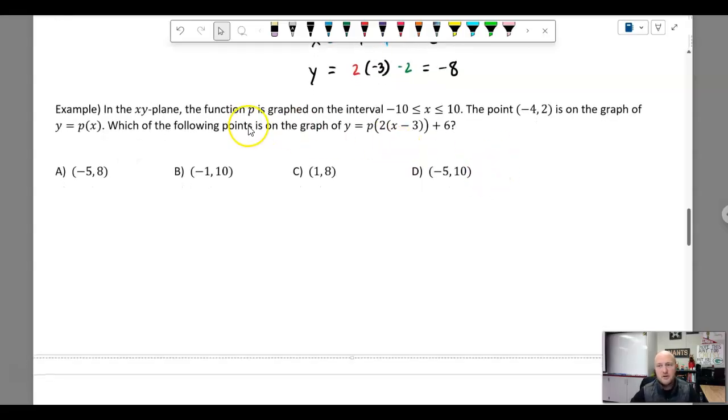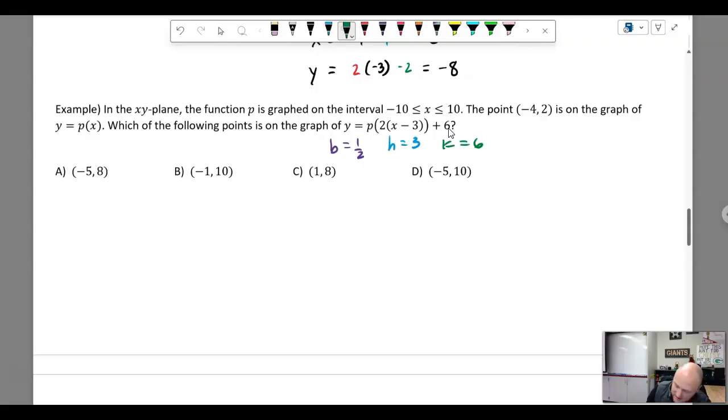Okay, example number 2, same type of question. In the xy plane, the function p is graphed on the interval -10 to 10. The point -4, 2 is on the graph of y equals p of x. Which of the following points is on the graph y equals p of 2x minus 3 plus 6? Again, what they're saying here is you have a b parameter, which is 1/2. You have an h parameter, which is 3. And you have a k parameter, which is 6.